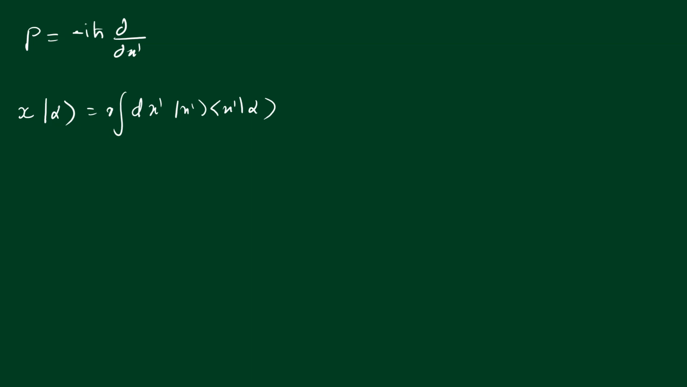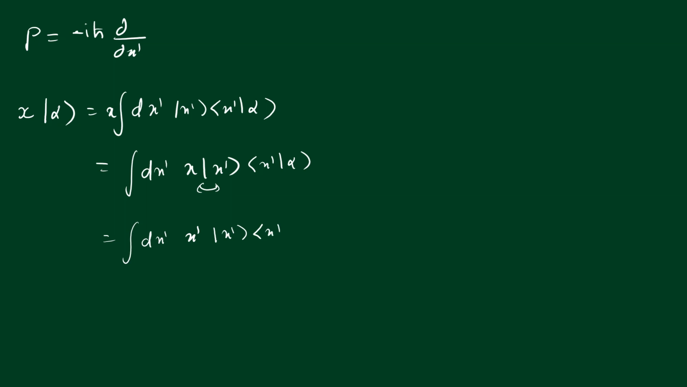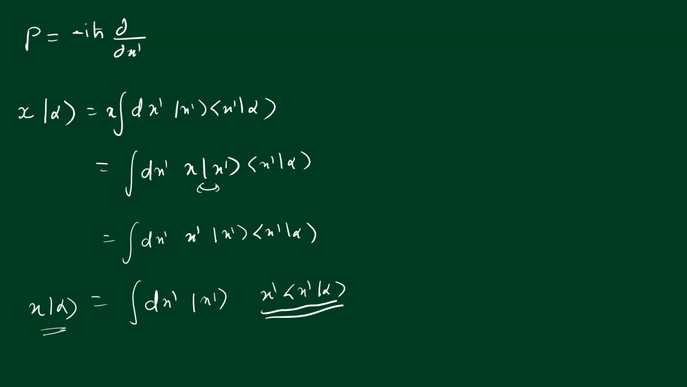So we need this operator here, and we can take the operator inside. This is integral dx prime x ket x prime bra x prime ket alpha. By the eigenvalue equation, this is equal to integral dx prime x prime ket x prime bra x prime ket alpha. This means that this is integral dx prime ket x prime then multiplied by x prime bra x prime ket alpha. So we see that x acting on ket alpha is now represented by this function. Ket alpha itself is represented by this function.